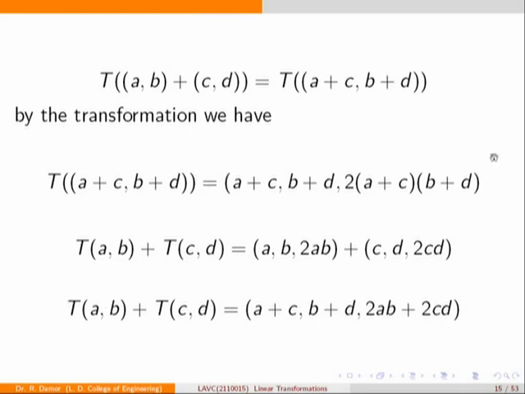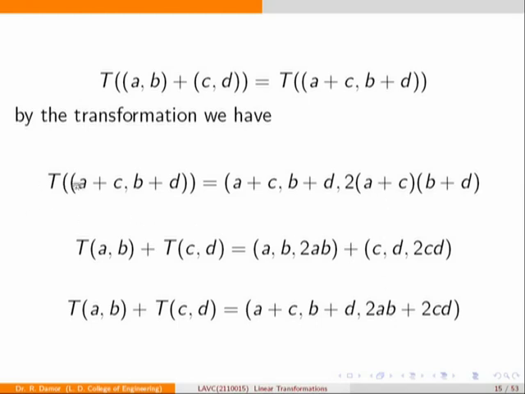Now I have to check that this equation is equal to this equation. The first coordinate is okay, the second coordinate is okay, but the third coordinate, what is the third coordinate? Twice time ab plus twice time ad. But where is ad here? There is no ad. Clear? So these two are not equal.